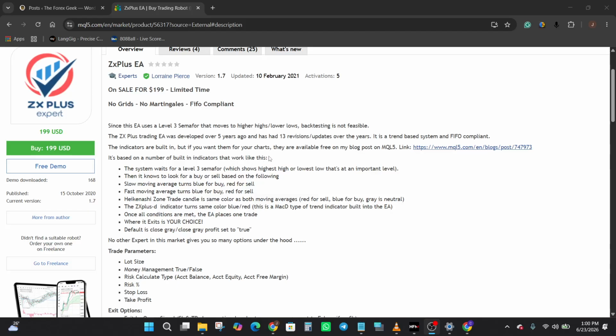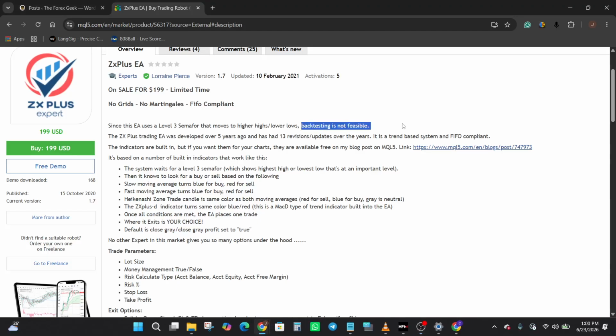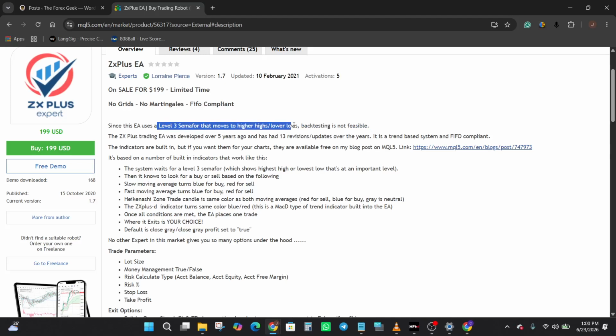Another notable point mentioned directly on the page is that backtesting is described as not feasible by the developer because the EA uses a level 3 Cephomore indicator that moves to higher highs and lower lows over time. That's an important consideration when evaluating historical testing results and understanding the limitations of conventional backtest analysis.